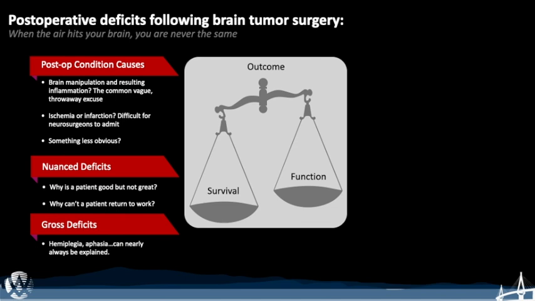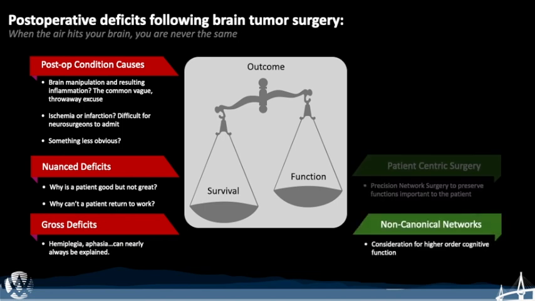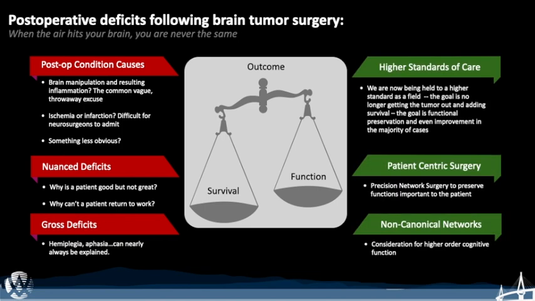When we get into explaining some postoperative conditions, we'll sometimes shrug it off and say, well, here's why this patient might have a deficit: we retracted and there's inflammation or there's manipulation of the brain. That tends to be a little bit of a throwaway excuse. That's kind of an elephant in the room. It's often difficult for us to admit that there's ischemia or infarction, but is there something less obvious? That's where I think connectomics really comes into play. That's where these non-canonical networks and a consideration for higher order cognitive function come into play.